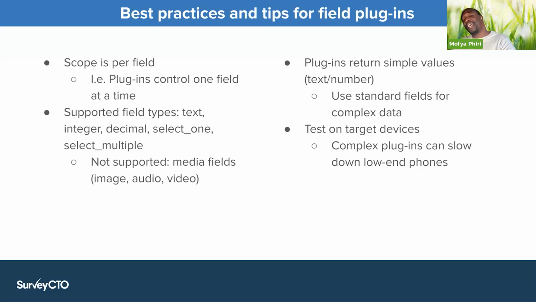If possible, use the exact device that your enumerators are going to use. I can't overemphasize that. It will take you maybe 5 minutes to test it. That can save you 5 days of debugging if they go out in the field. So just test it on a real device.